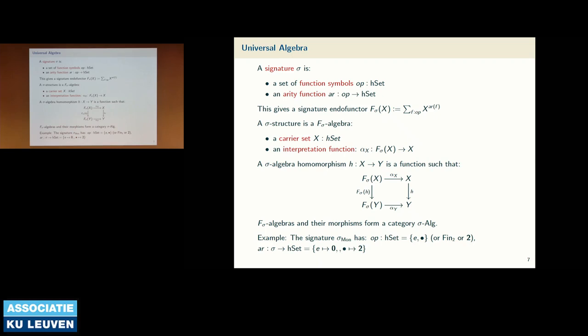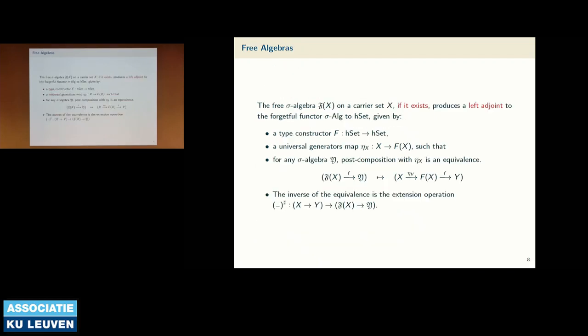It's just a carrier set X and also an interpretation function, or an algebra map, that takes a function symbol and an operand and maps it to elements of X. With this, we can define what a homomorphism is, and F sigma algebras and their homomorphisms will form a category of sigma algebras. For example, the signature of a monoid has the identity function and the multiplication function. The identity will have arity 0 and multiplication arity 2.